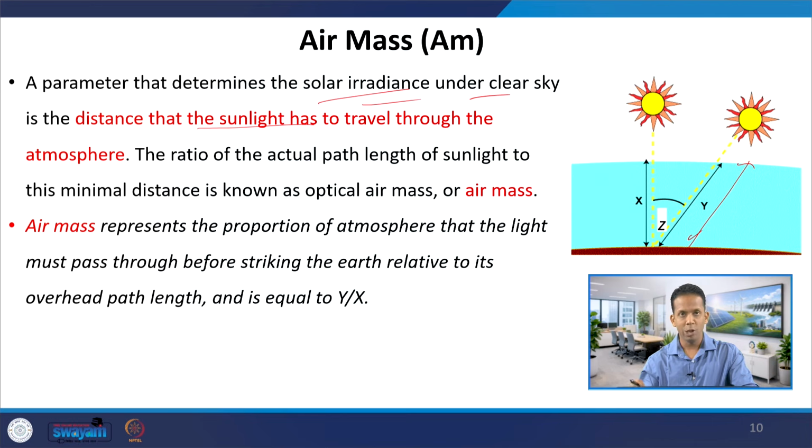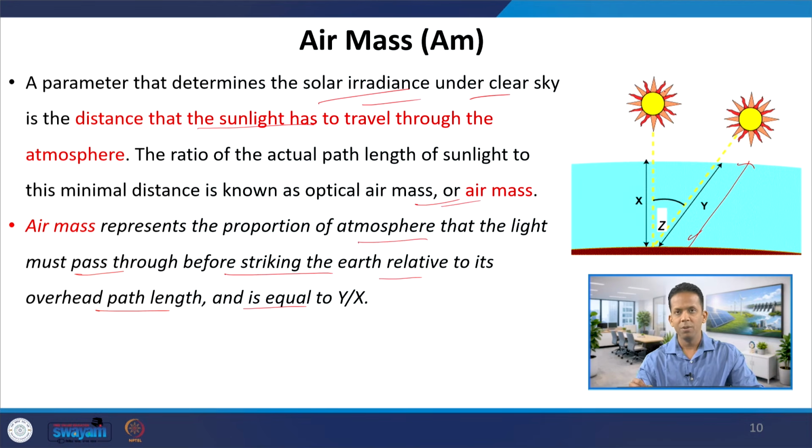The ratio of the actual path of sunlight to the minimal distance is known as the air mass. The minimal distance will be at the zenith point or the noon point. So, air mass represents the portion of atmosphere that the light has to pass through before striking the Earth, related to its overhead path length, and is equal to y by x.